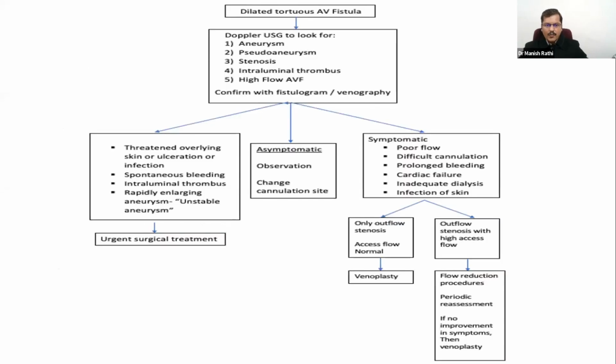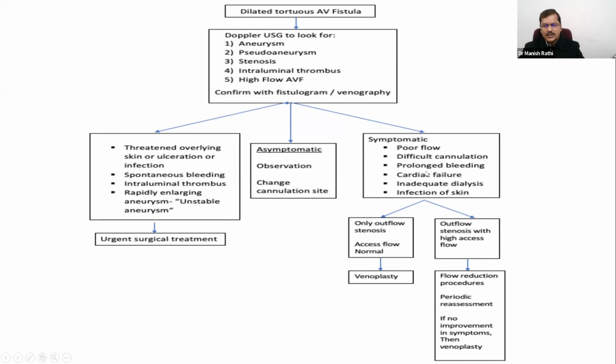Now, this is again my hypothesis. Once you are dealing with the dilated tortuous fistula, what we do is that we always worry about stenosis in the cephalic arch or central vein stenosis. We go for venography and we find venous stenosis and we go for venoplasty. So now what I say is, you do whatever you want, but before deciding to go for venoplasty, first decide if your patient is symptomatic or asymptomatic.